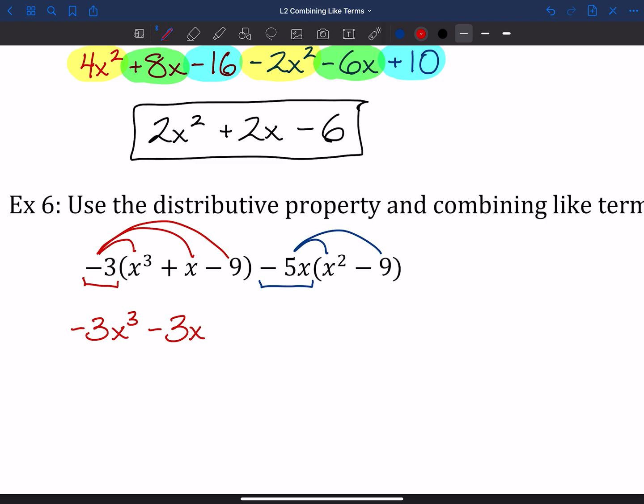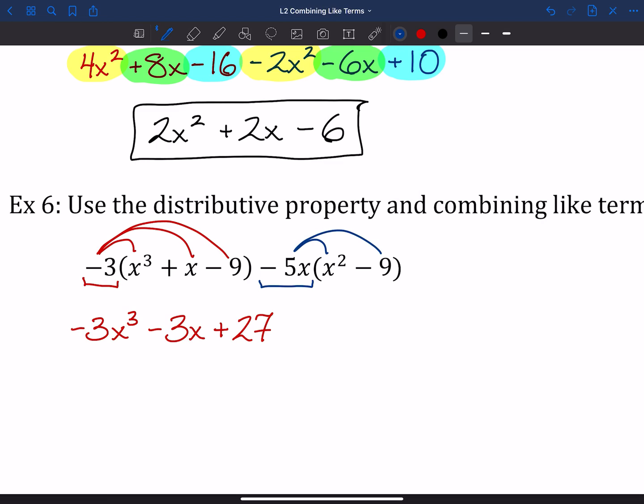Because again, don't forget, these have little 1s in front of them. It's the negative 3 times the 1 that gives us those. Most of the time you won't see them there, but they are still technically there if you want to remember them. And then last but not least, we've got negative 3 times negative 9, which is going to turn out to be positive 27. All right, cool. So the red stuff's done.